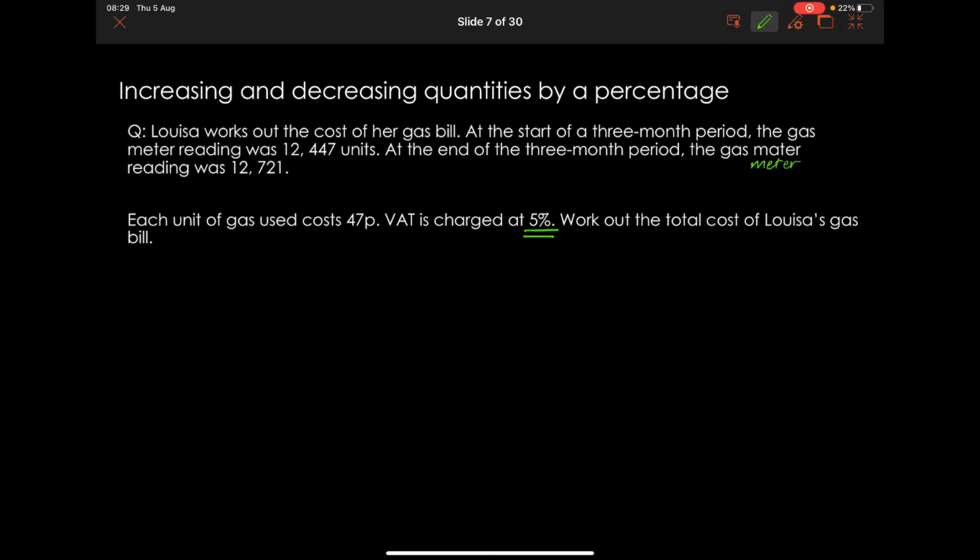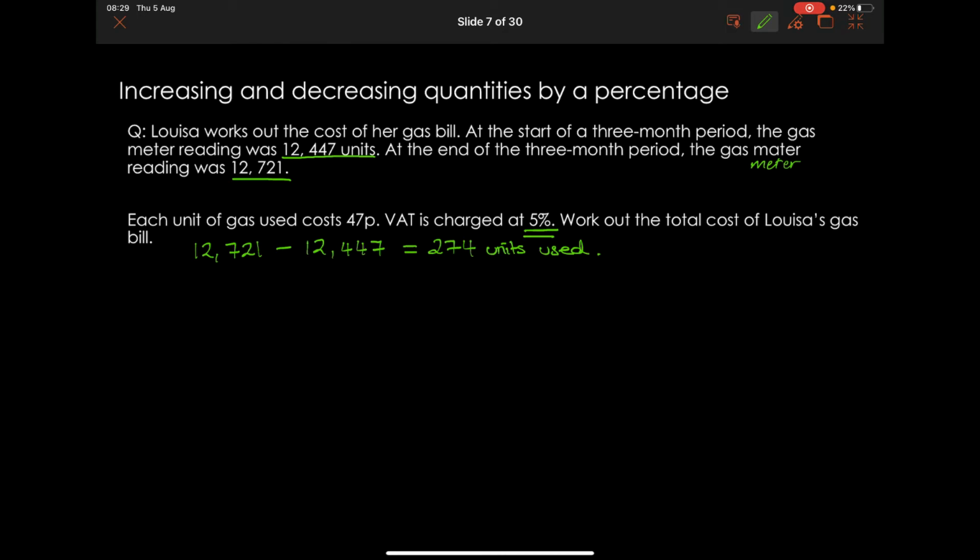Okay, going back to the question really quickly, it says that before she used the gas, it said 12,447 units. And after she'd used the gas after 3 months, it was 12,721 units. So we need to work out how many units she used. So we're going to do 12,721 take away 12,447. Again, you can do this on your calculator. If you do this, it's 274 units used. Okay, lovely.